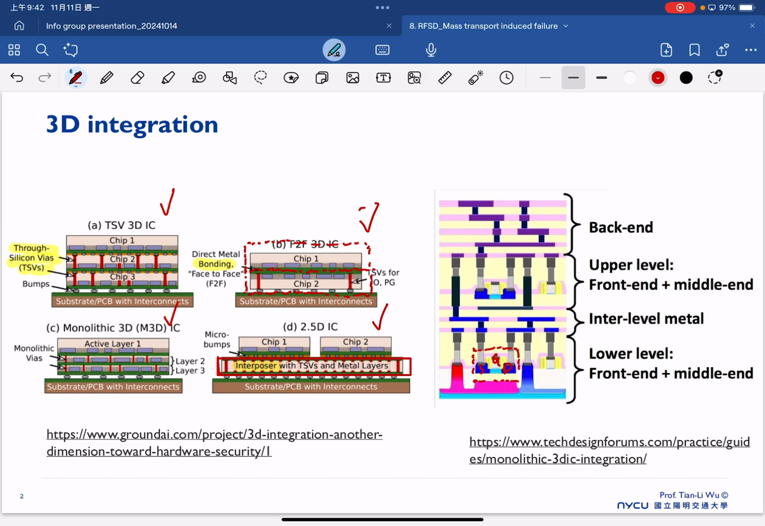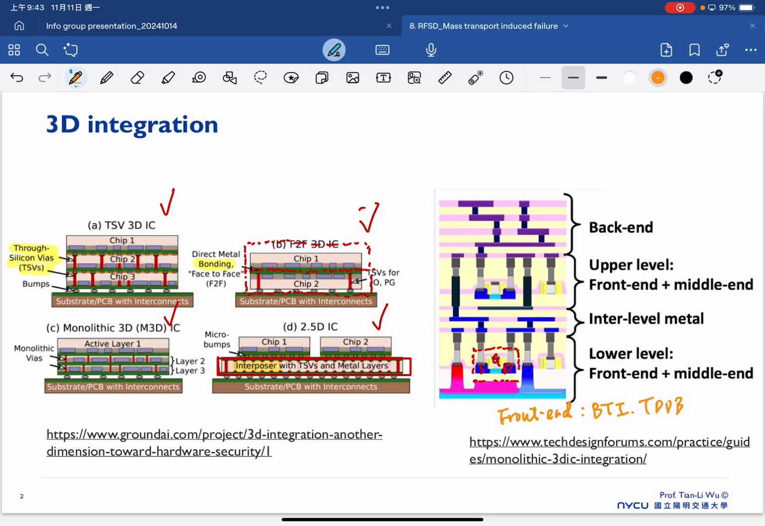In the front end, we already discussed the front end reliability issues. That was already discussed in the last several weeks, including BTI and TDDB.